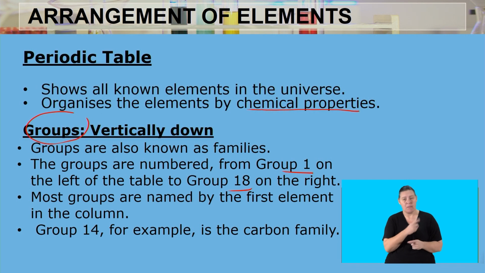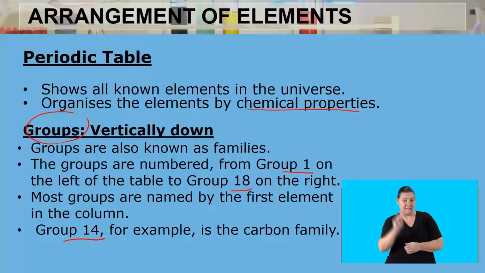Most groups are named by the first element in the column. You find that in each and every group, there's a first element on each and every column. For instance, in the case of group number 14, the first element there is carbon, so that group will be known as the carbon family. Some other groups have names, like group 1, which are known as alkali metals, and group 2, known as alkaline earth metals. As you proceed with others, we're going to be giving you the names of them.